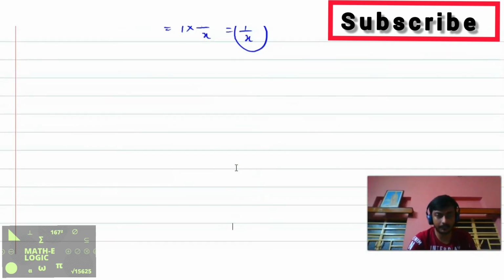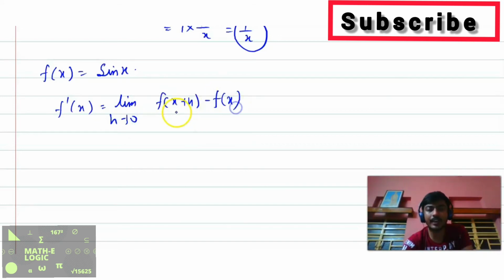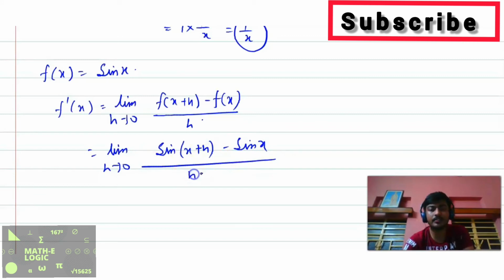Now we take another example. Another example is derivative of sine x. So f(x) equals sine x. So f dash x equals limit h tends to 0, f(x plus h) minus f(x) divided by h. Okay, so limit h tends to 0, f(x plus h), that is sine(x plus h) minus sine x, divided by h.